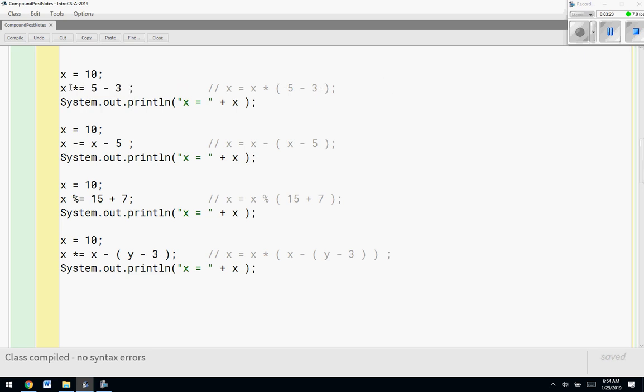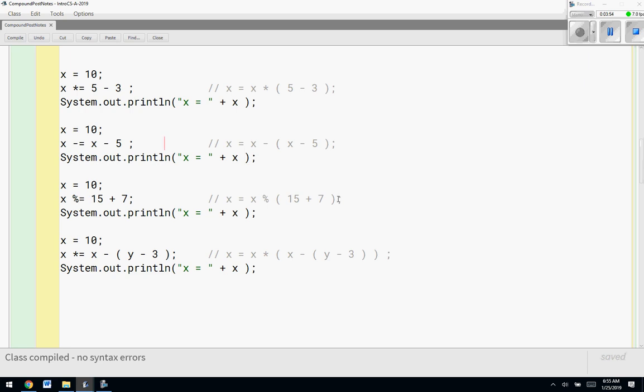Again, x equals 10. X minus equals x minus 5. So if I rewrote it, x equals x minus, and then in parentheses, x minus 5. You can see these other two examples here. X equals 10. X modulo equals 15 plus 7. You can see how I rewrote it. And then this last line, again, you can see how we rewrote it.